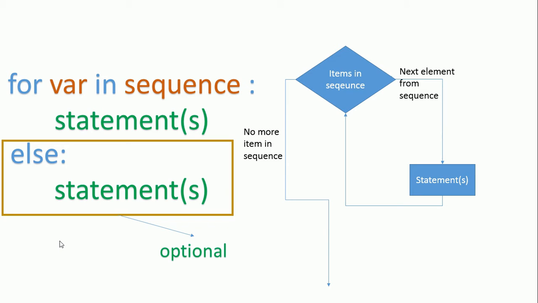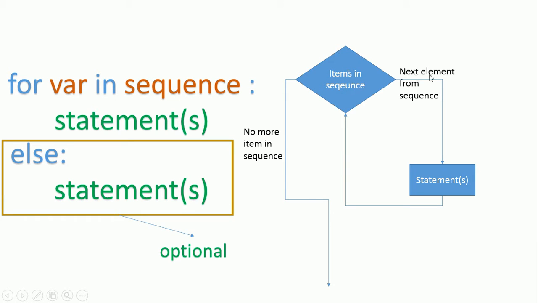Now we will see the syntax and flowchart for loop. The syntax for the for loop is for variable in the sequence. Here the variable represents each element in the sequence, and sequence it may be a string or a list or a tuple, etc. Here statements might be a single statement or a multiple statement. Else is optional. That is, this else will be executed once if all the elements in the sequence are exhausted. We will see this flowchart.